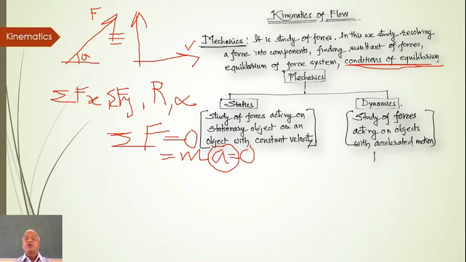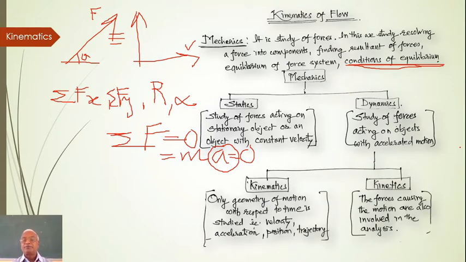In the sense, you can apply sigma Fx equal to 0, sigma Fy equal to 0, sigma M equal to 0. When it comes to dynamics, study of forces acting on the objects with accelerated motion, means a is not equal to 0, then F comes into picture. What are the forces which will be coming into picture? That is also we are going to study in further syllabus of fluid mechanics. Okay. Now in dynamics, we have kinematics and kinetics.